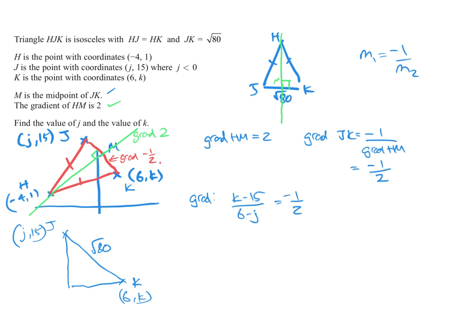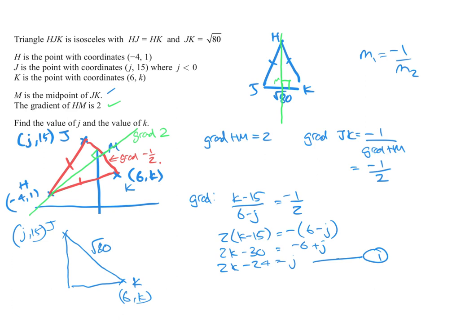So let's rearrange that equation. I've got 2 bracket k minus 15 equals minus 6 minus j. Let's expand that out. Get 2k minus 30 equals minus 6 plus j. So j is equal to 2k minus 24, and I'm going to call that equation 1. I'm going to use that shortly.